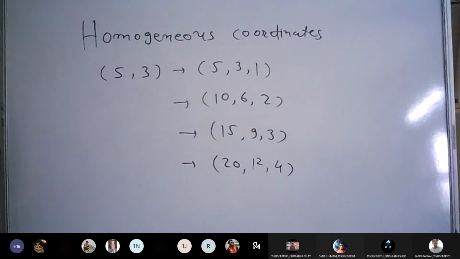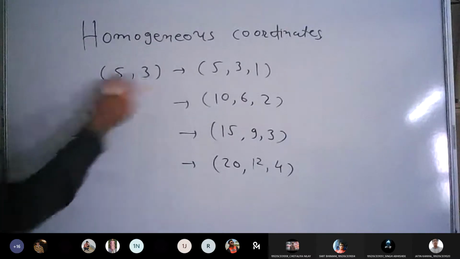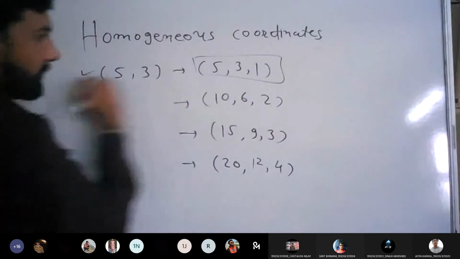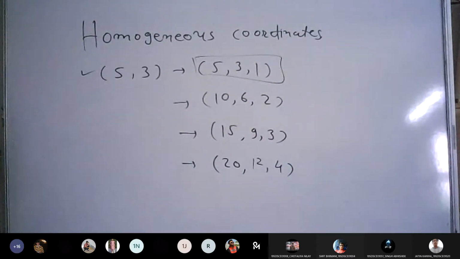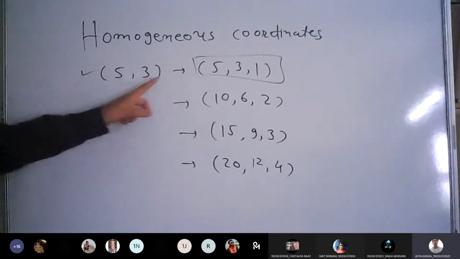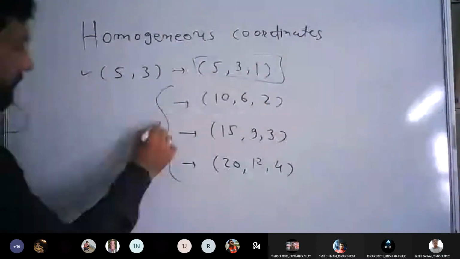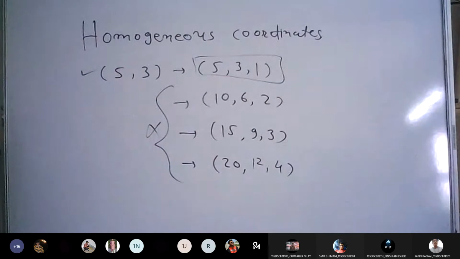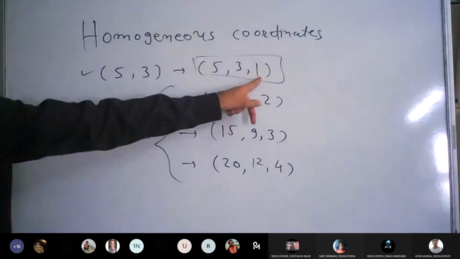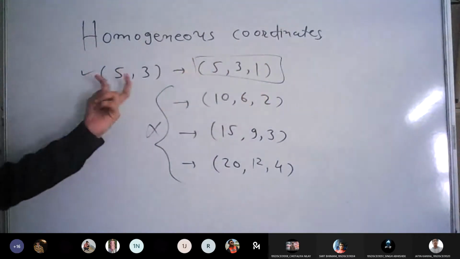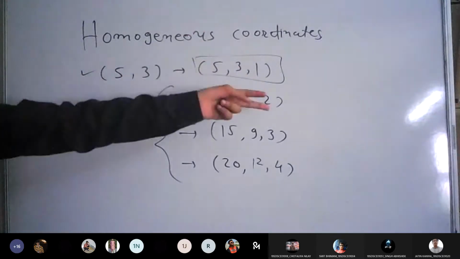So this is how you can find the homogeneous value for any 2 by 2 point. Now our point is how we can convert our 2 by 2 matrix into 3 by 3. We know that if the point is 5 3, then it can be represented as 5 3 1. For simplicity we are going with h equal to 1, and we will not consider other values. So 5 3 can be converted into 5 3 1.